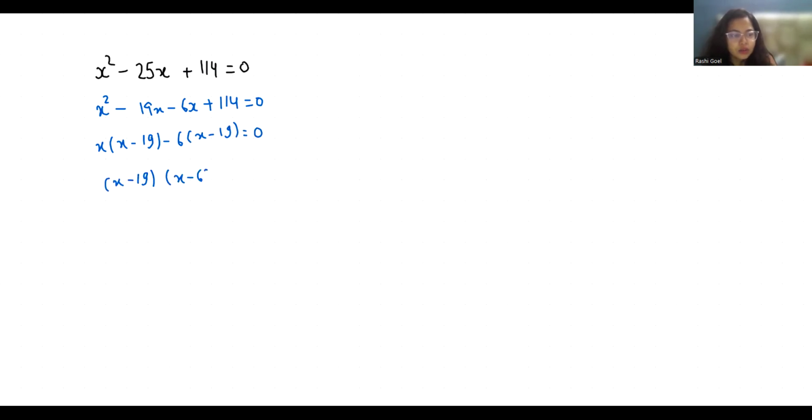Now these are the two factors to find out the solution. Put the factors is equals to 0. So first x minus 19 is equals to 0, x is equals to 19, and if x minus 6 is equals to 0, x is equals to 6.